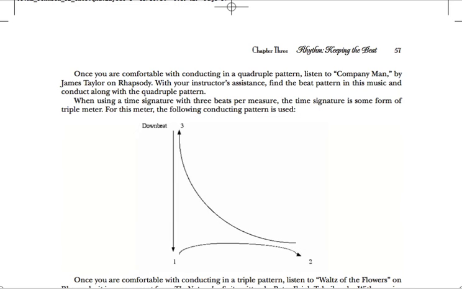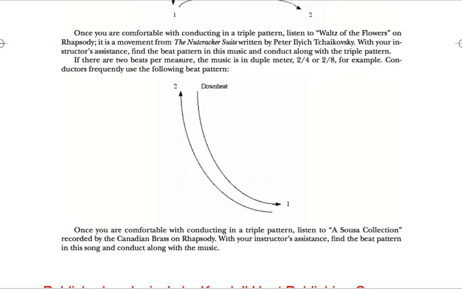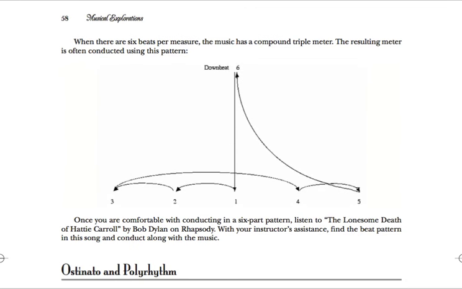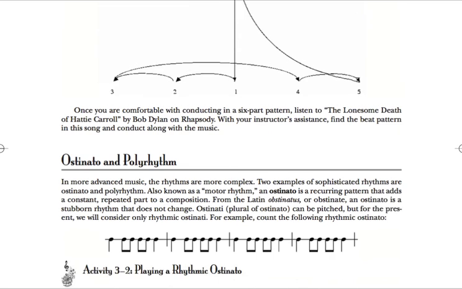The conducting pattern is a triangle shape for a triple meter, and then down and up, down and up for a duple rhythm. This example shows a 6 pattern, which is sometimes used, not as often as the others, but in the 6 beats we have down, 2, 3, 4, 5, 6, and it shows the organization of the beats in terms of 3s on the left, and then 4, 5, 6, another section of 3 on the right.